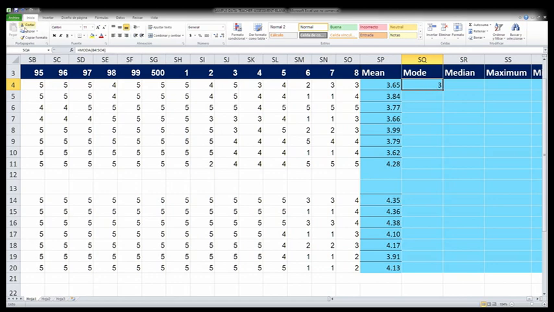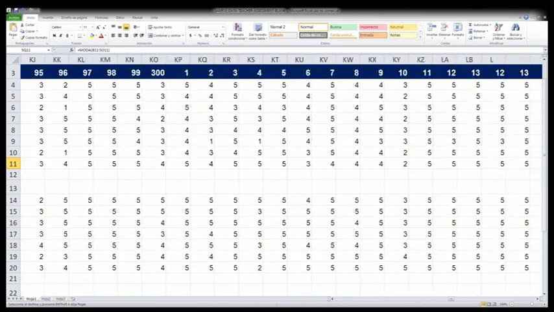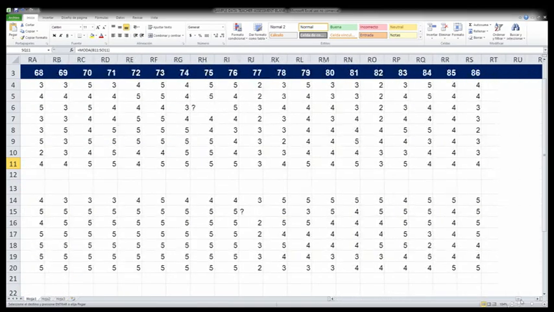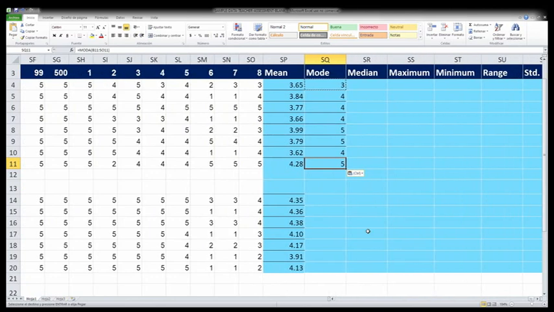So let's see what the modes are for the other aspects that we assessed here, okay? If you see, in some cases the mode was 5, so this was really good. These are really good results because this means that in this aspect, which is target language use, most of the students, the number that they selected the most was number 5. So they thought that the use of the target language by teachers was outstanding.